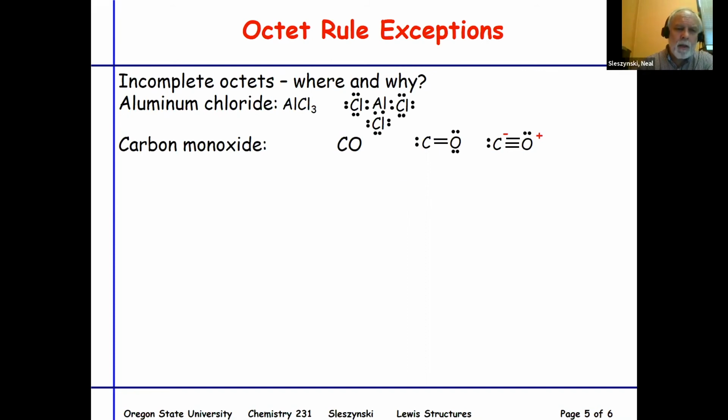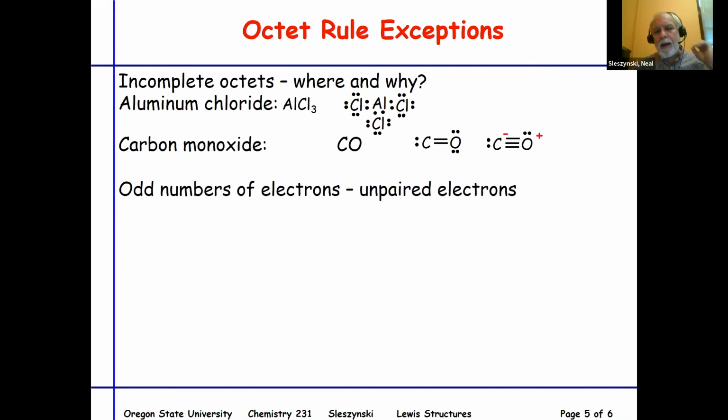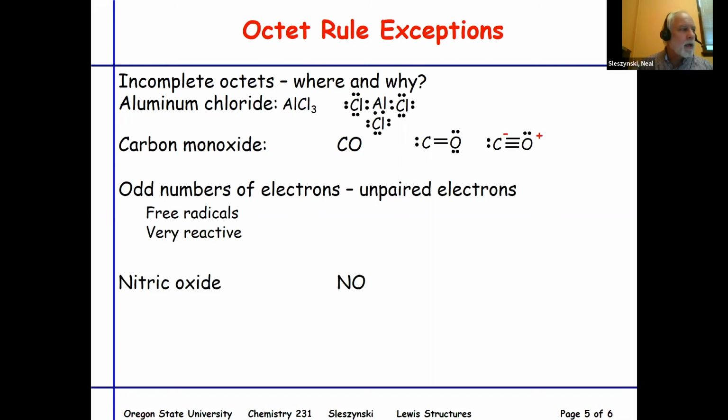Sometimes we will also have odd numbers of electrons, which result in unpaired electrons in our molecular orbitals. We refer to molecules that have unpaired electrons as free radicals, and not surprisingly, these molecules are very reactive in the laboratory and in biological systems, as these molecules try to grab an extra electron to finish out that octet.